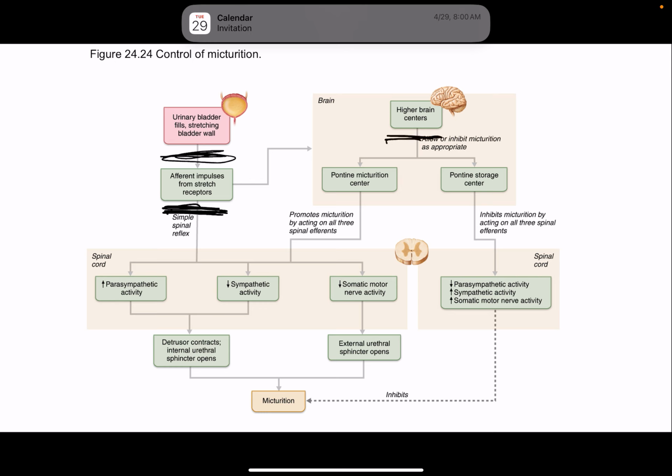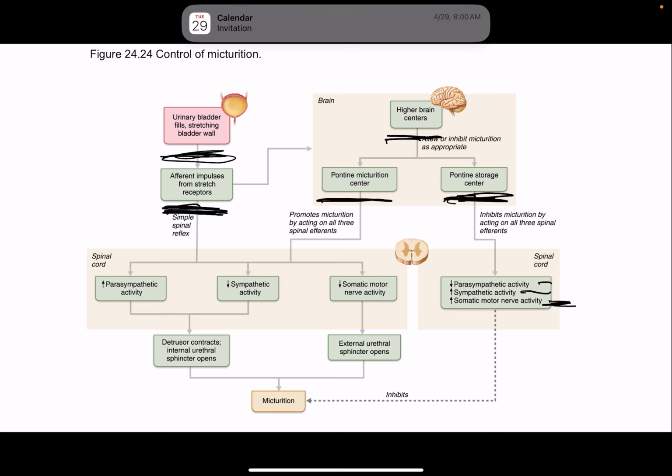And so your brain is either going to turn on the micturition center, which is going to allow you to urinate, or the storage center. If it's not convenient for you to go and you want to hold it, that's going to trigger the storage center, which is going to decrease parasympathetic activity, increase sympathetic activity, and increase your skeletal motor nerve activity. And that's going to inhibit you from using the restroom.